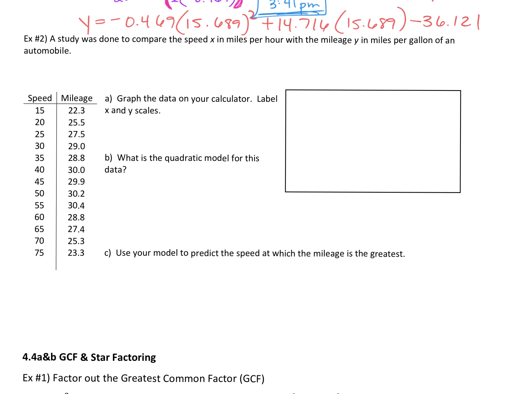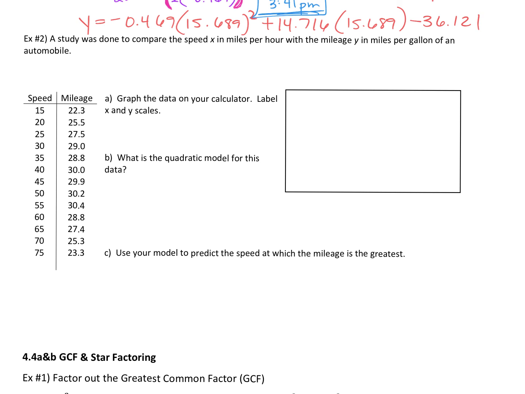So then it says, what is the quadratic model? So this is A. A is done. Part B, what's the quadratic model? What do you do? Not edit. Calc. Arrow over to calc. And then number 5, quad reg. And now just enter until you calculate it.